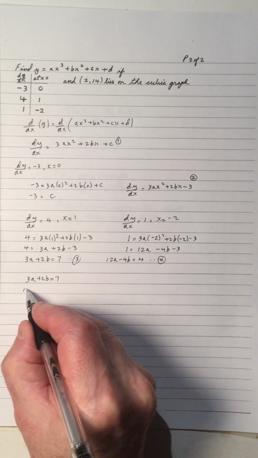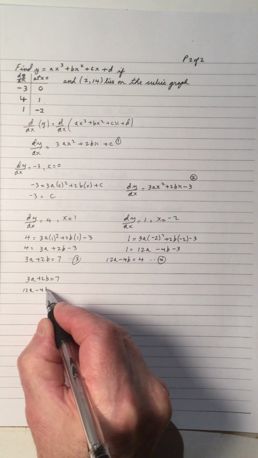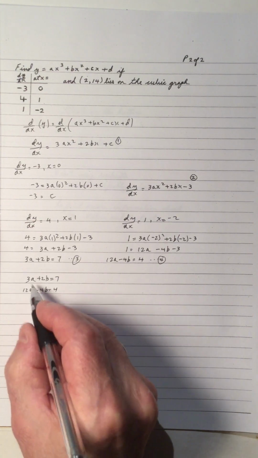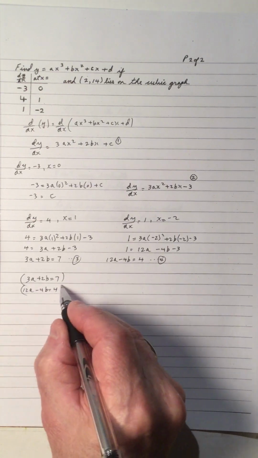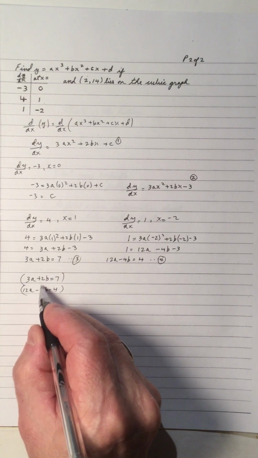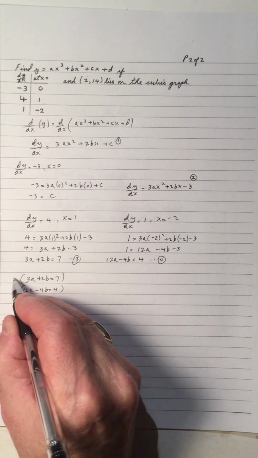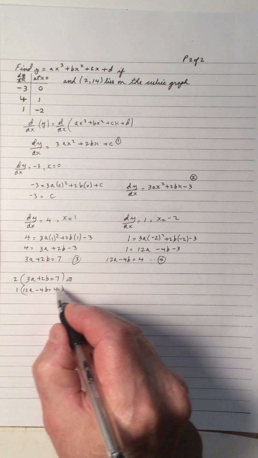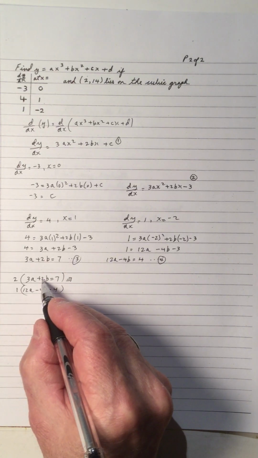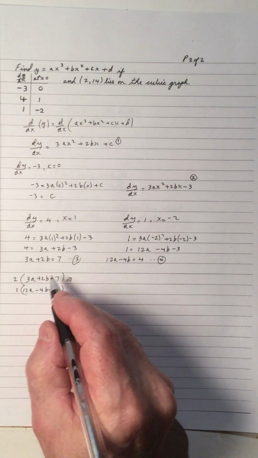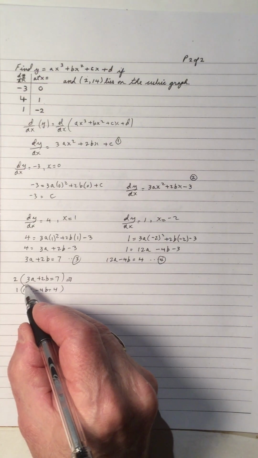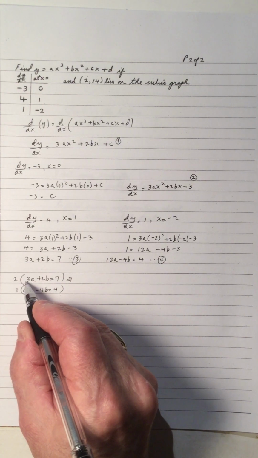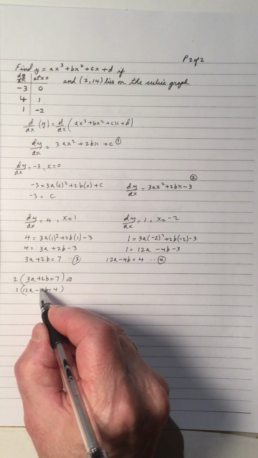So 12A minus 4B equals 4. So I look at these two equations and I say this is plus or minus. So if I double this and leave this alone, multiply by 1. Multiplying this by 2 gives me 4B, and the B terms will cancel out. I also could multiply this one by negative 4A, but it's easier to multiply by just 2.